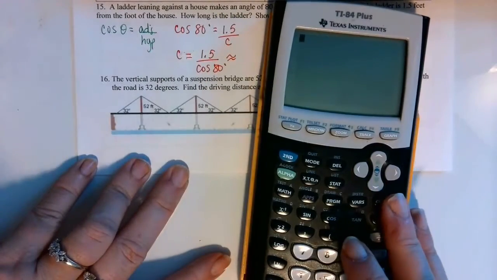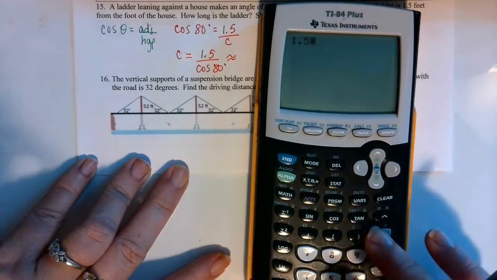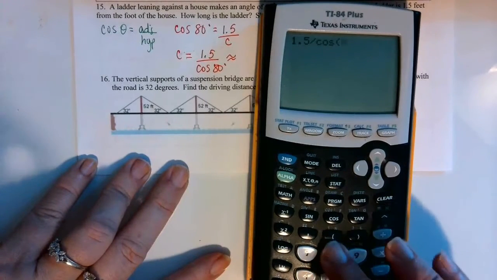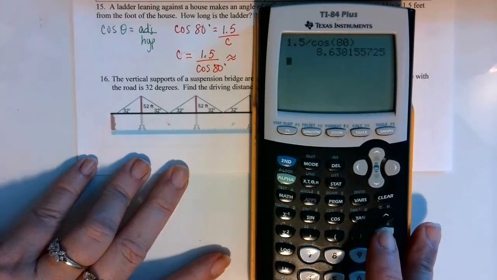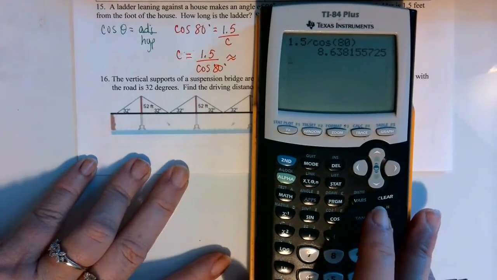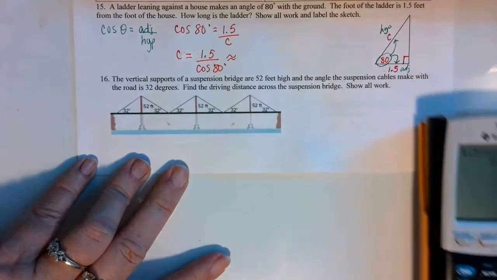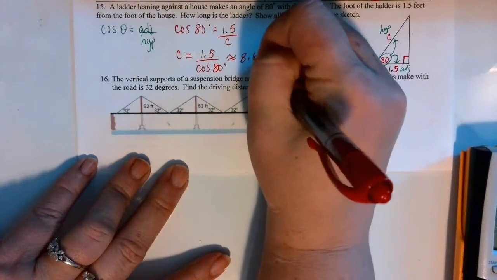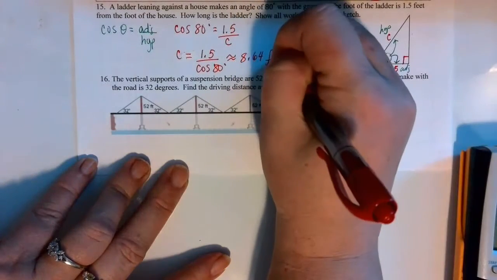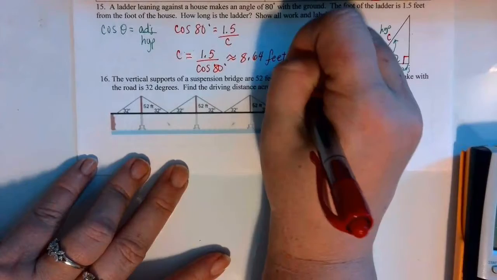So in the calculator, in degree mode, we're going to take 1.5 divided by the cosine of 80 degrees, and rounding that to 2 decimal places, that's 8.64. And the units are in feet.